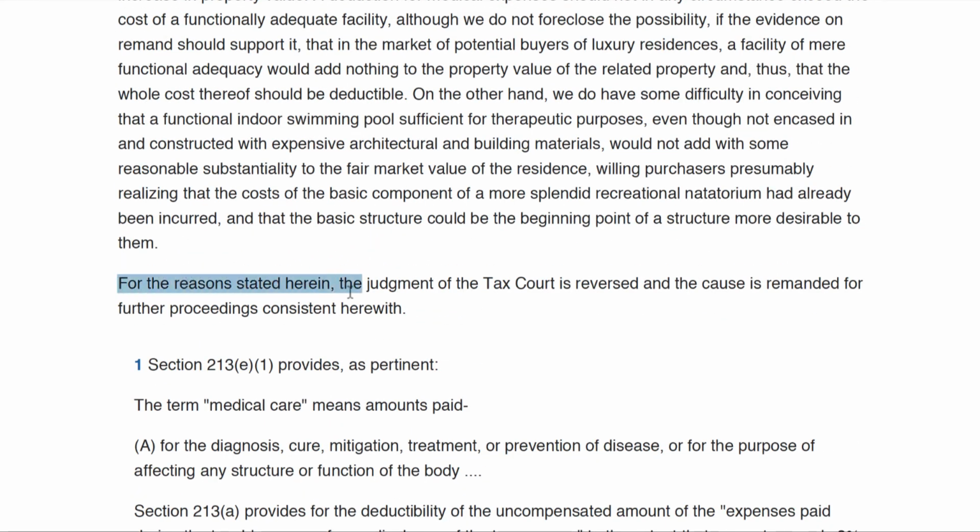For the reasons stated herein, the judgment of the tax court is reversed, so they reverse the tax court's decision, and the cause is remanded for further proceedings back to the tax court, which means that the tax court needs to go back and rule on the facts, because the Circuit Court of Appeals is not a court of fact, it's a court of law.